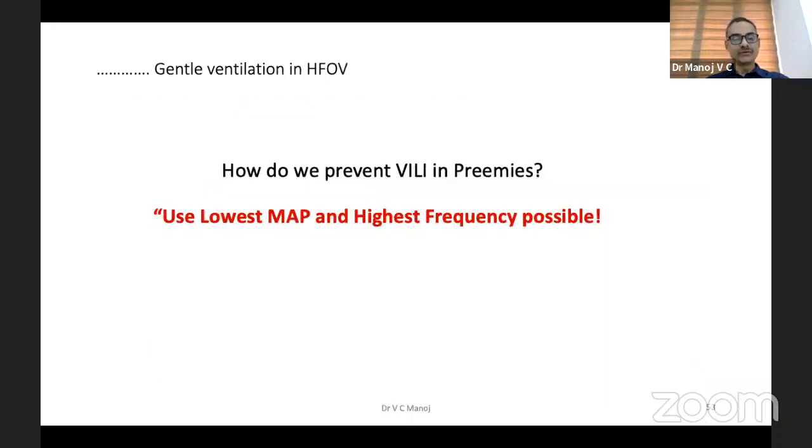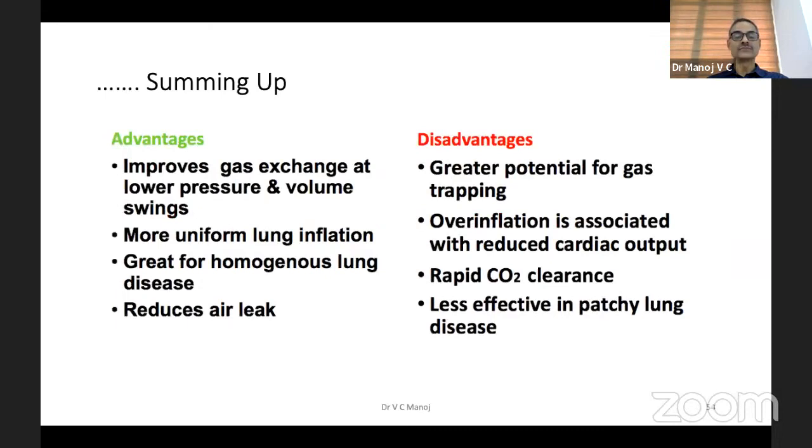So how do we prevent VLE in preemies using HFO? Use the lowest MAP and highest frequency possible. That's it. Now let's sum up. HFO advantages: it improves gas exchange and lowers pressure and volume swings, gives more uniform lung inflation, great for homogeneous lung disease, and reduces air leak. All these are advantages if you use it properly.